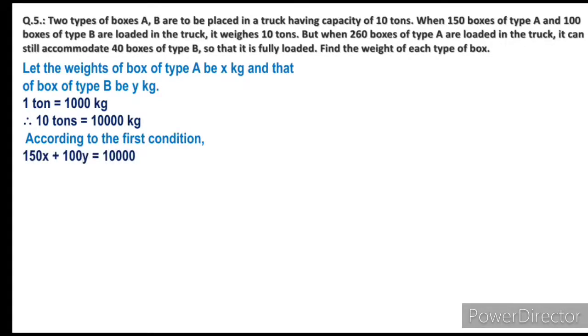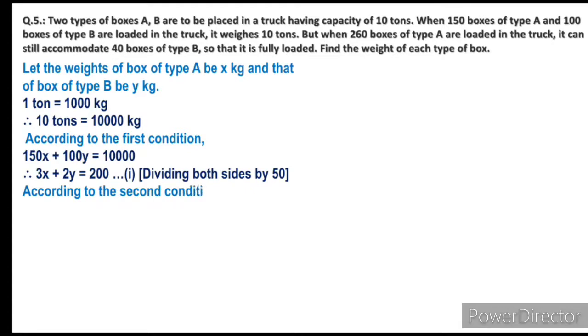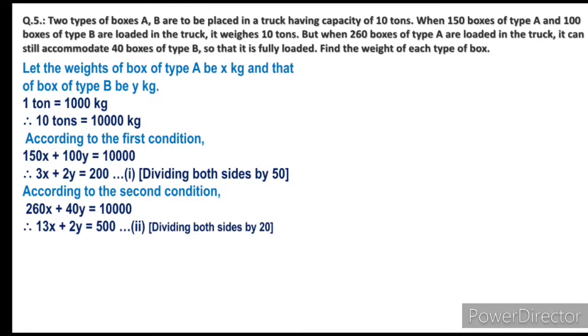150x plus 100y is equal to 10,000. Now you can simplify it, dividing the above equation by 50. You will get 3x plus 2y equal to 200. Then according to the second condition, there are 260 boxes of type A and 40 boxes of type B. So 260x plus 40y equal to 10,000. Now again you will divide the above equation and simplify it by 20. So when you divide by 20, you will get 13x plus 2y equal to 500.